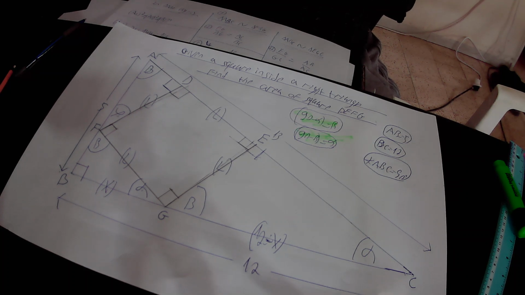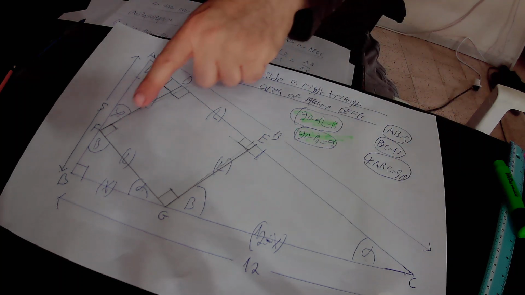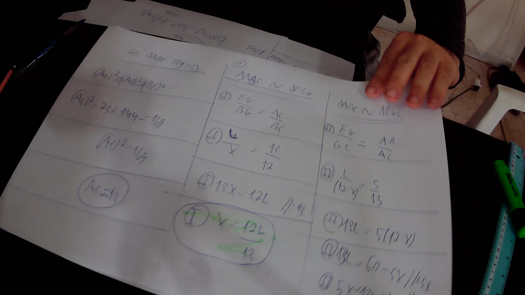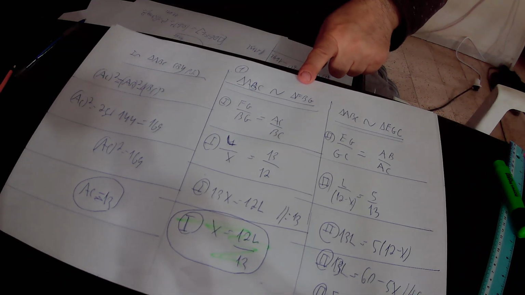Okay. So, for example, the big right triangle ABC is similar to this small right triangle, triangle FBG.